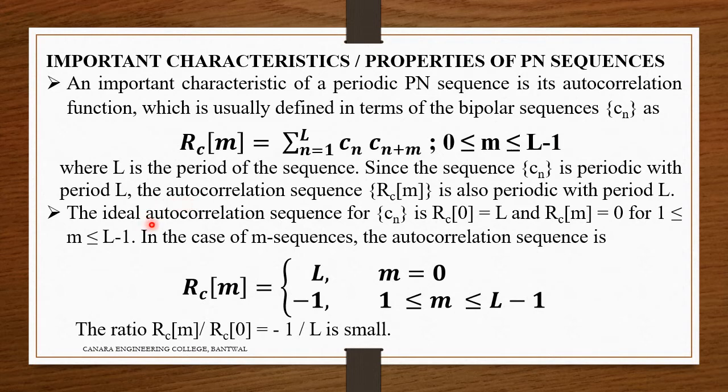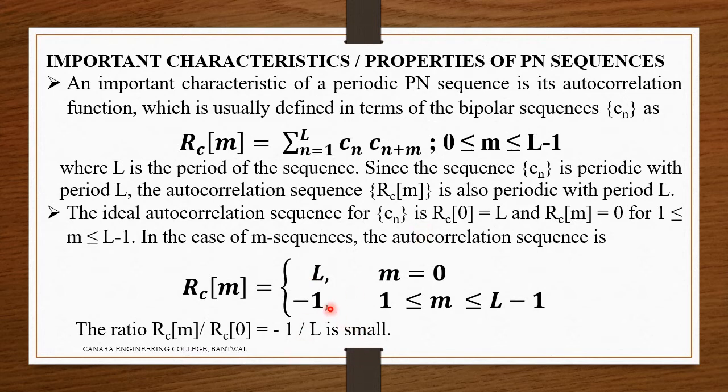Now Cn is also periodic. Since Cn is periodic, the autocorrelation will also become periodic, so this is very dependent on Cn. If Cn is represented, it will make RC of m periodic. Now the ideal autocorrelation sequence for C of n is: RC of 0 is equal to L. Whenever m is equal to 0, RC of m will be L. Other than m equal to 0, it will be minus 1.